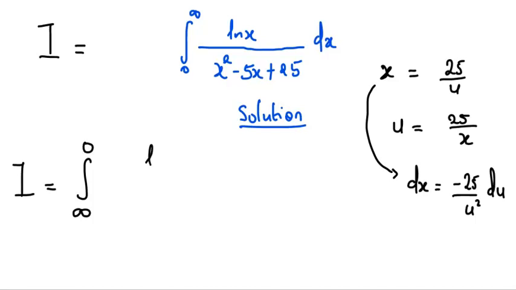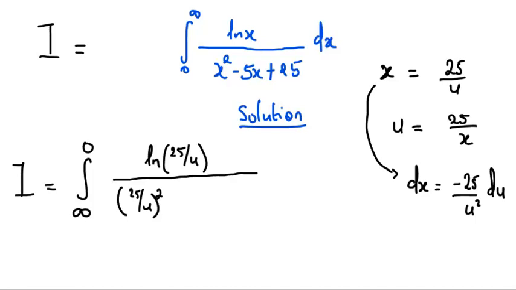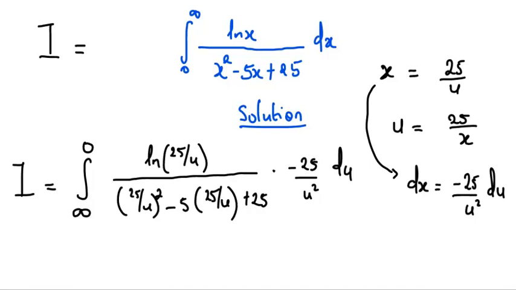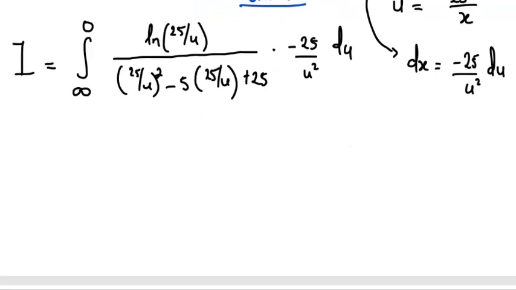Now the natural log of x will become the natural log of 25 all over u. Then divided by x squared, which is 25 all over u, whole squared, then minus 5x, which is minus 5 into bracket 25 over u, and then plus 25. Our dx here is going to be negative 25 all over u squared, and then we have du.